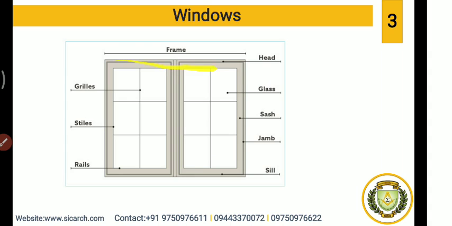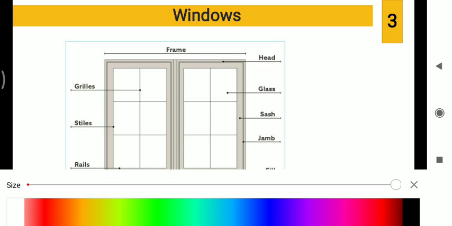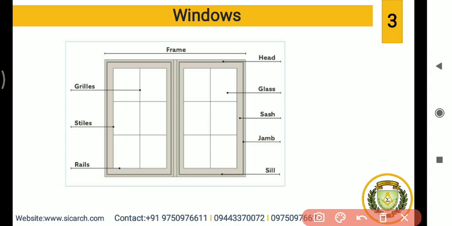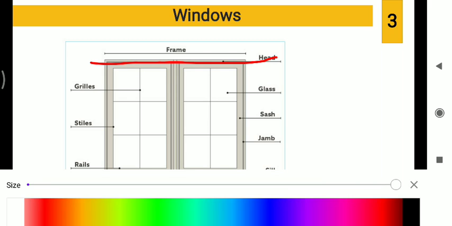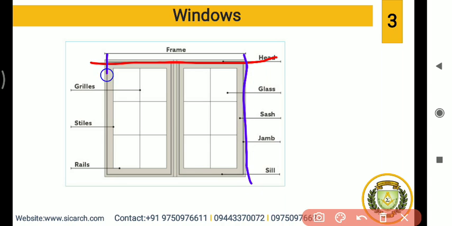A frame. So this is a frame. A window frame is a former that surrounds and supports the entire window system. It has a head and jamb. The horizontal portion is called the head and the vertical portion is called the jamb.